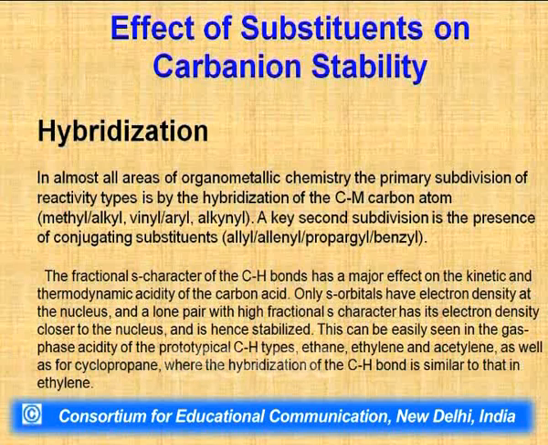The fractional s character of the C-H bond. What is s character? In hybridization, the portion of s is known as the s character. The s character of the C-H bond has a major effect on the kinetic and thermodynamic acidity of the carbon acid. Only s orbitals have electron density at the nucleus, and a lone pair with high fractional s character has its electron density closer to the nucleus, and is stabilized. This can be easily seen in the gas phase acidity of prototypical C-H types: ethane, ethylene and acetylene.